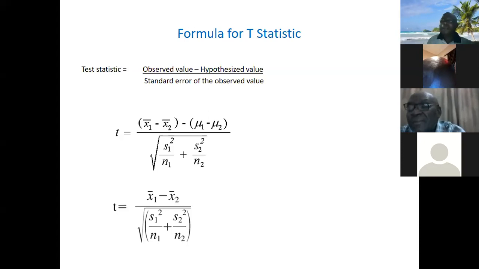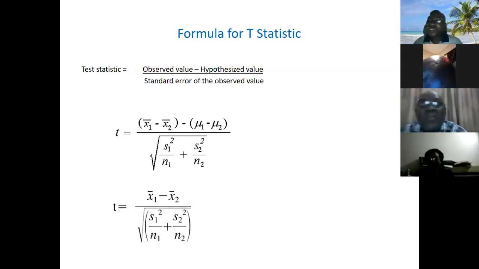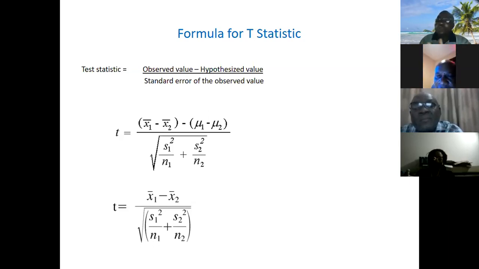So now, here, observe value. What you observe is the difference between the two groups minus the hypothesized value. You want to see if there is any difference between the observed difference and the hypothesized difference. The hypothesized value says there's no difference. So look down. Can you see the numerator of this formula is the same thing repeated here?